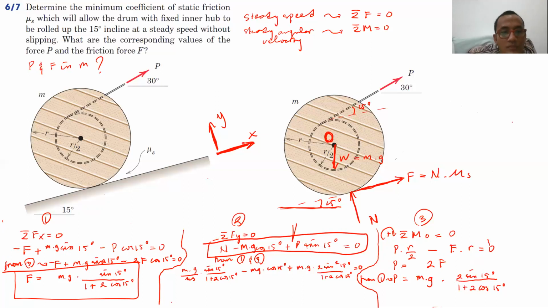F is equal to mg multiplied by sin 15 degrees divided by 1 plus 2 cos 15 degrees. So that's the answer for F.